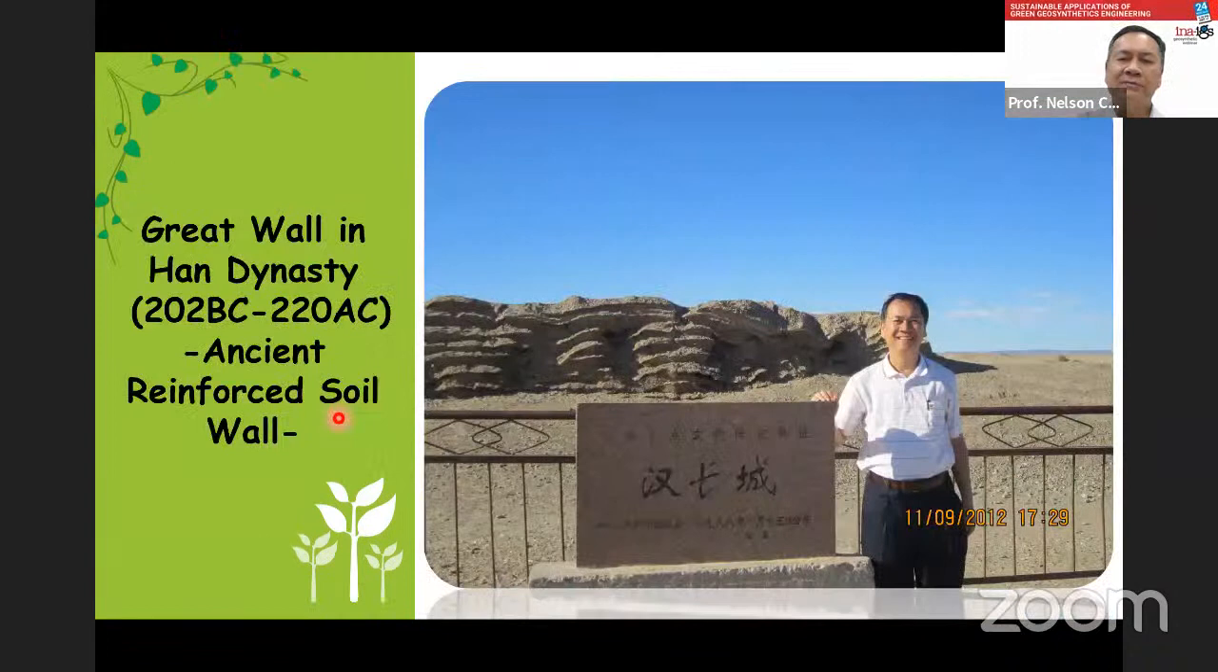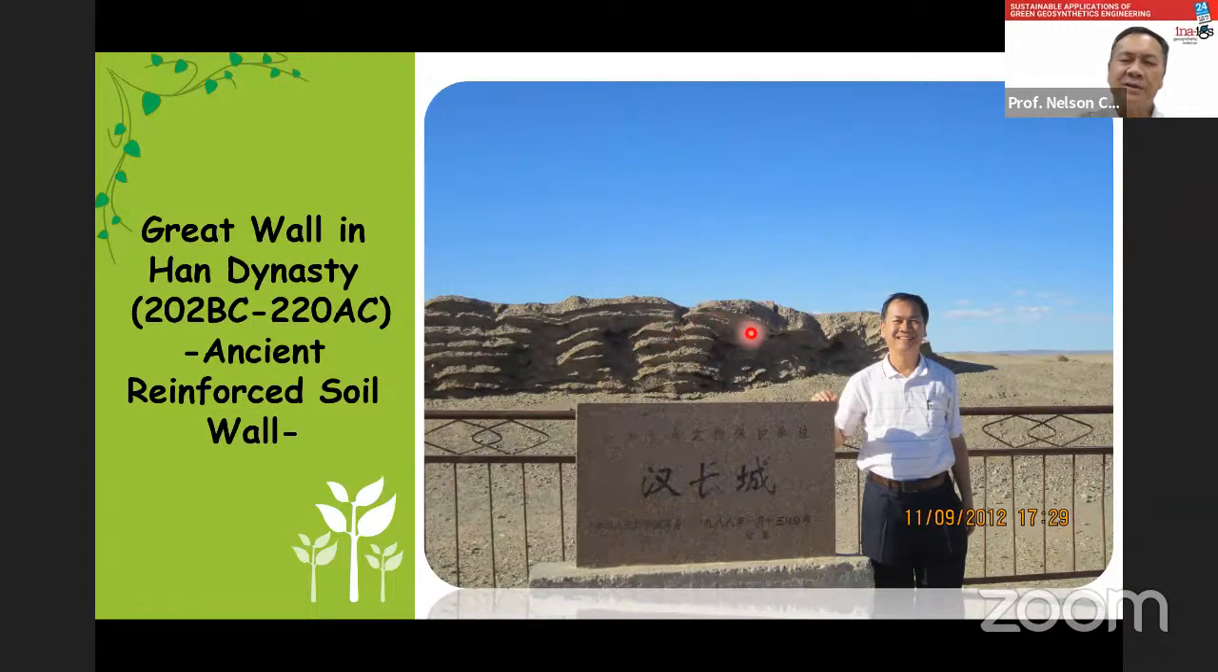About 10 years ago, I visited the Great Wall of the Han Dynasty, which is located in Western China. In the Han Dynasty, about 2,000 years ago, they already built this wall as a reinforced soil wall, and you see some straws and branches and reeds and so on. Those are natural reinforcement materials.